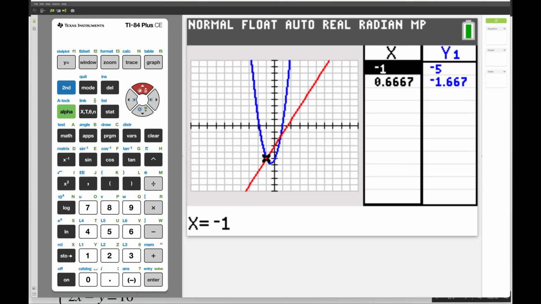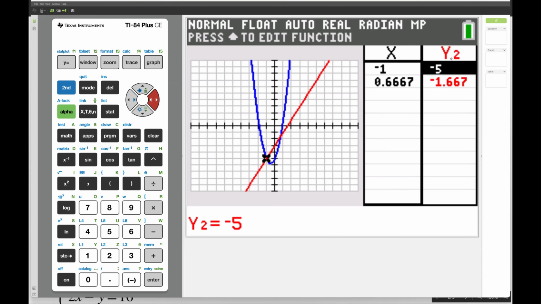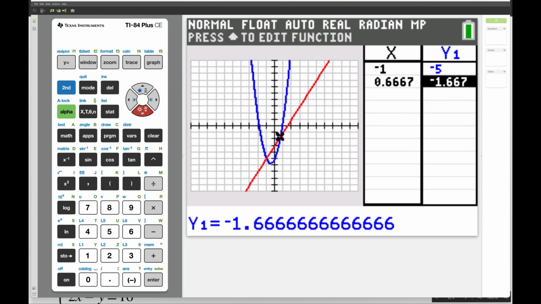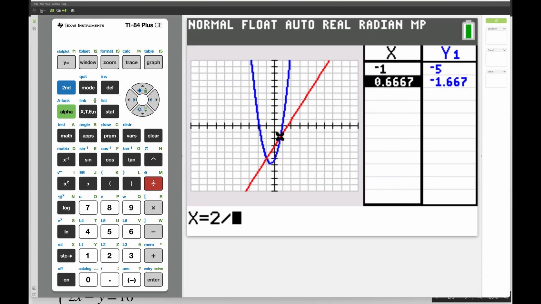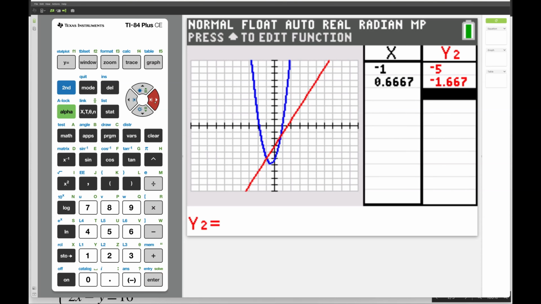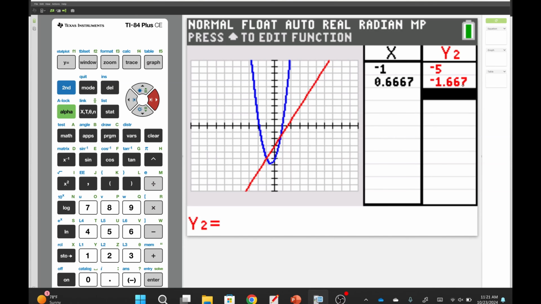Now I want you to notice this. This is my y1 right here. If I'm in my table and I arrow over, now I'm on my y2. Notice that I still get a y value of -5 when I plug in -1. Those should be the same exact number. All right, and then I'm going to plug in 2/3, so 2 divided by 3, which gives me -1.667, which is the -5/3. I'm going to arrow over, and I still get the same thing as a y value on the other. That means they share a point. All right, they share those 2 points. It's where they intersect.